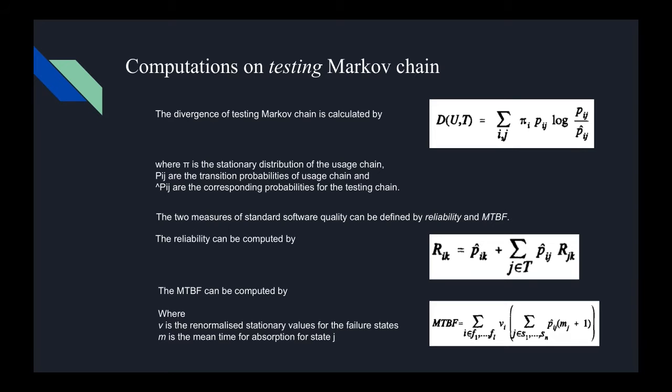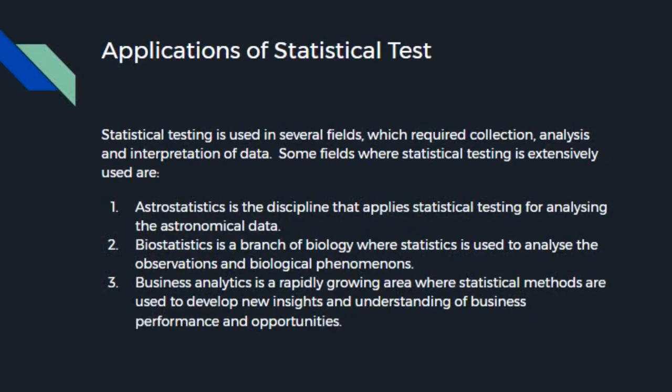The two measures of standard software quality can thus be computed: reliability and mean time between failure. The reliability can be computed by the formula given by Rik, and the mean time between failure can be computed with the following formula, where V is the renormalized stationary values for the failure states and M is the mean time for absorption of state J. These two Markov chains can hence be used as a stochastic model to determine the quality of software.